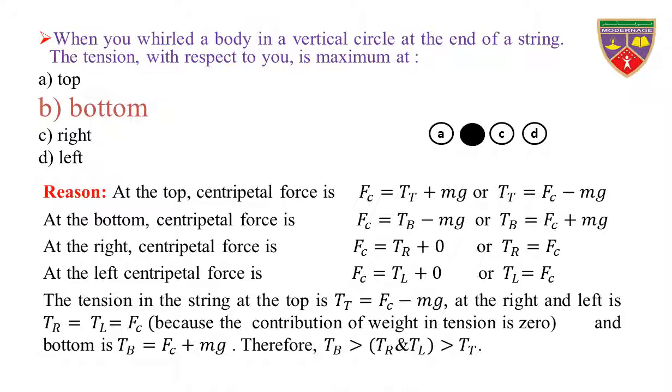The tension in the string at the top is Tt equal to Fc minus mg. At the right and left, Tr is equal to Tl is equal to Fc, because the contribution of weight in tension is 0. And at the bottom, Tb is equal to Fc plus mg. Therefore, Tb is greater than Tr and Tl, which are greater than Tt. Hence, the tension is maximum at the bottom.